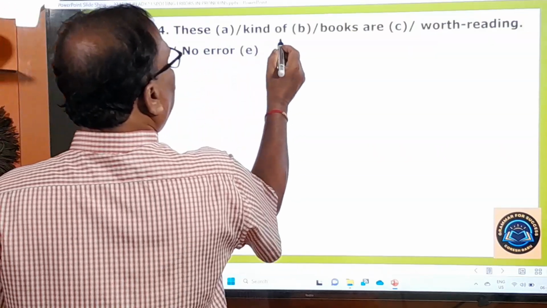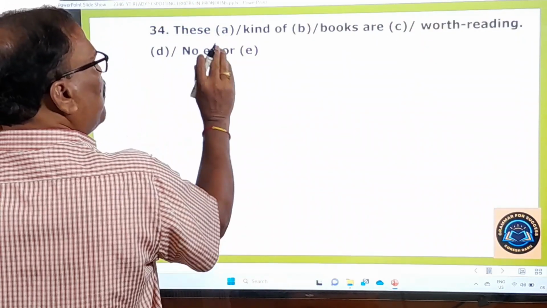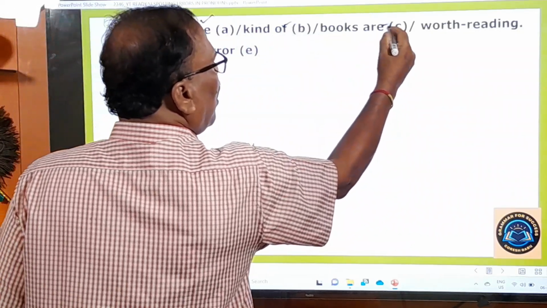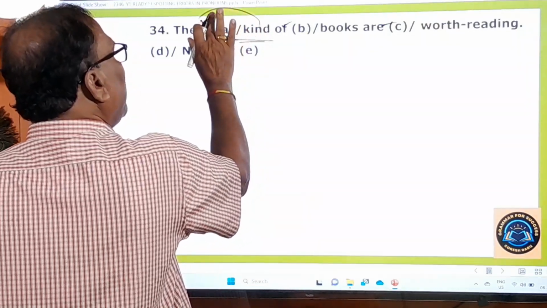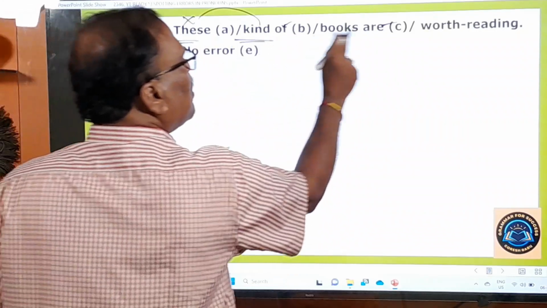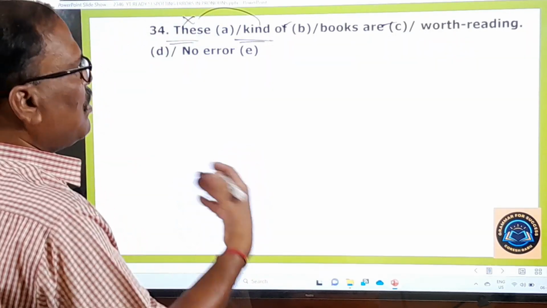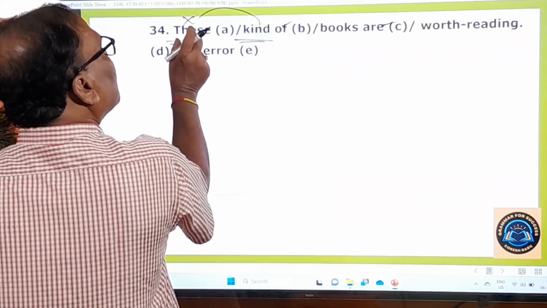34. These kind of books are worth reading. This is a small sentence. If you observe this sentence, these is okay, kind of is okay, and all are okay. But here, what is the mistake? Before kind of, these should not be used. A part is wrong. B, C, D are okay. Kind of is okay, books are okay, worth reading is okay. But before kind of, we should not use these.